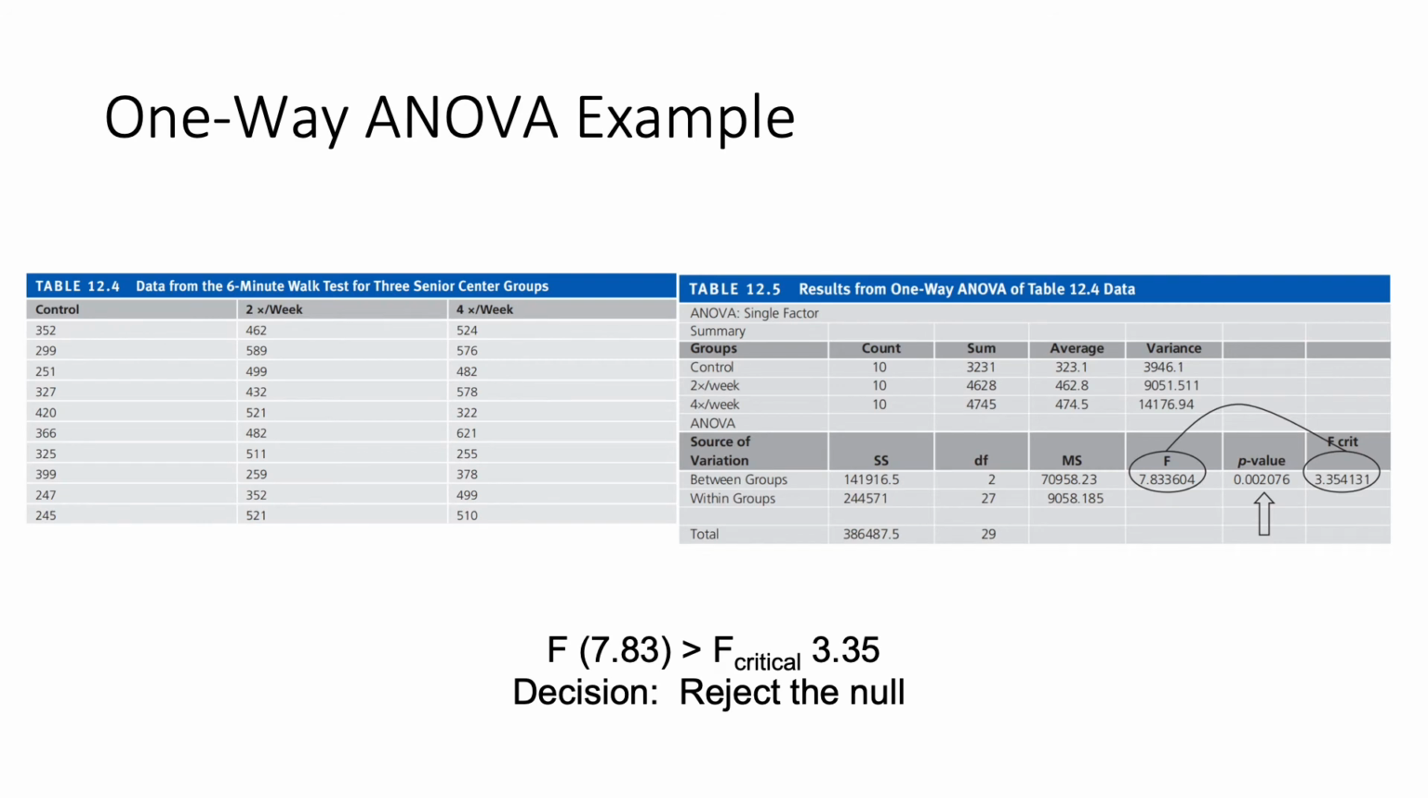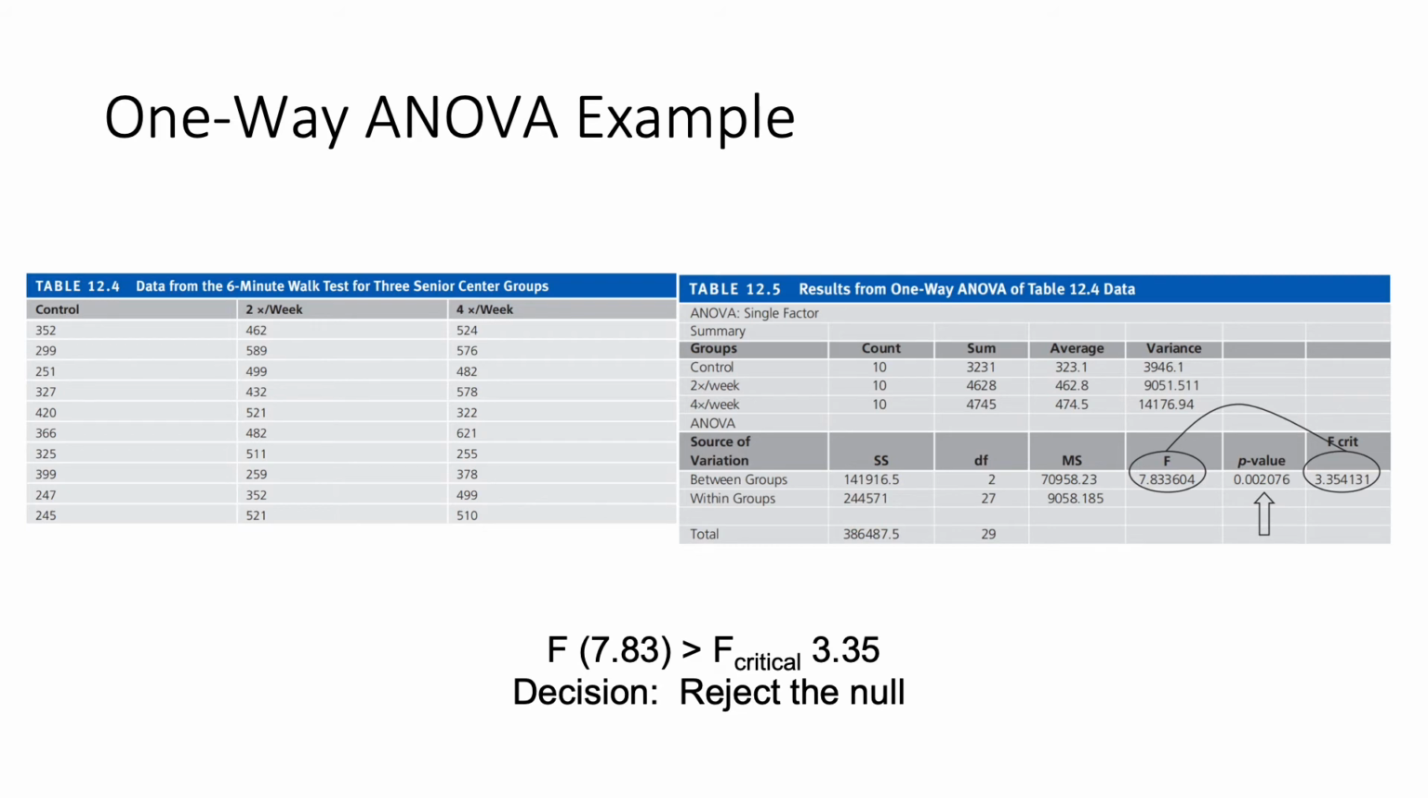Here in the example, we want to compare the impact of walking for 45 minutes at a target heart rate zone for 2 versus 4 days a week, with 0 days a week being the control group, over a 10-week period. In the table to the left, you'll see that each group contains 10 participants with their respective data.